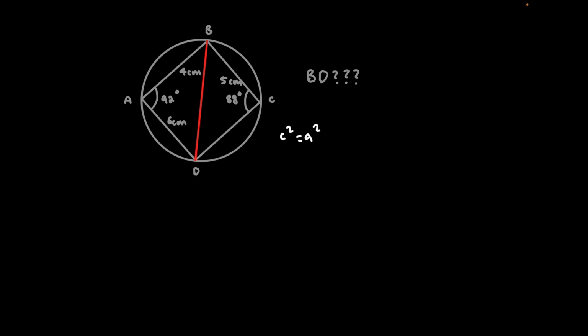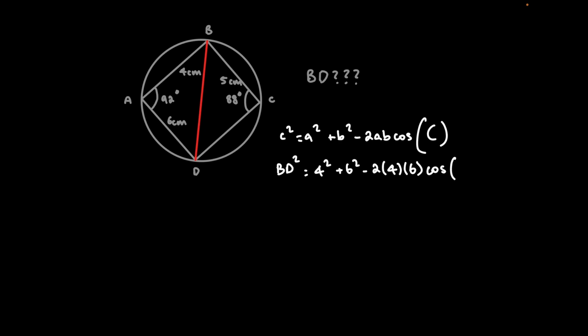c squared equals a squared plus b squared minus 2ab times the cosine of capital C. In this case, c squared is just the side length of BD squared, and that is equal to 4 squared plus 6 squared minus 2 times 4 times 6 times the cosine of 92 degrees. Okay, and to work out what BD is, we can just square root both sides of our equation. And the answer that we get for BD is simply equal to 7.34 centimeters. And that is how you use the cosine rule very elegantly and very simply.